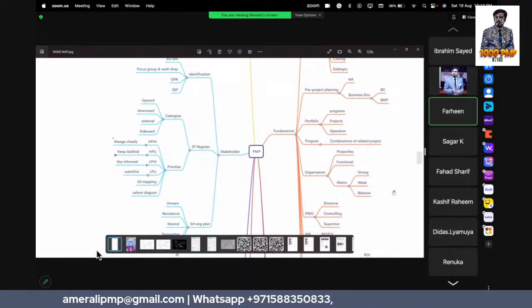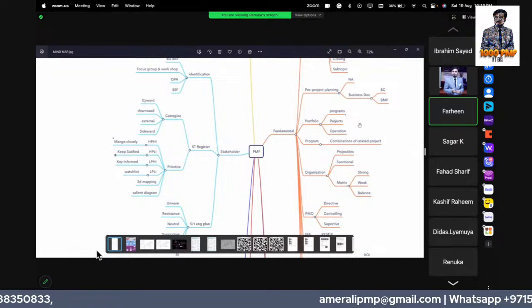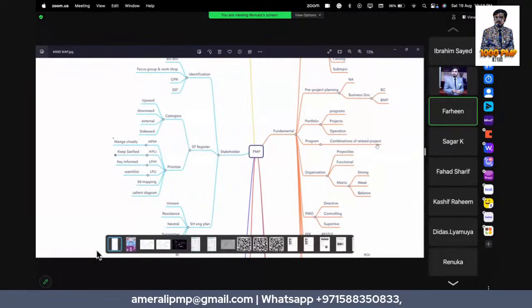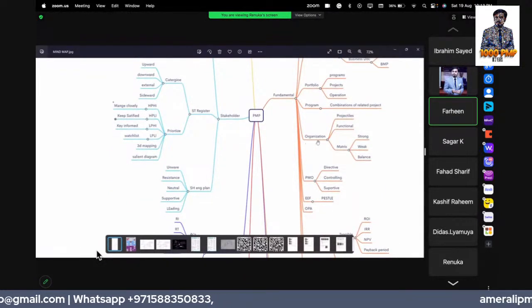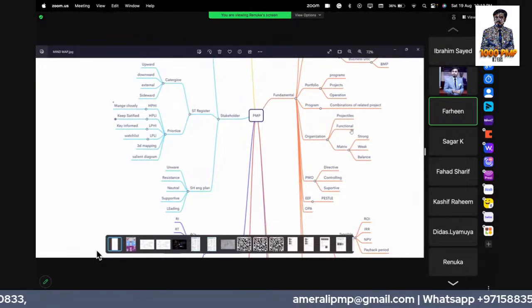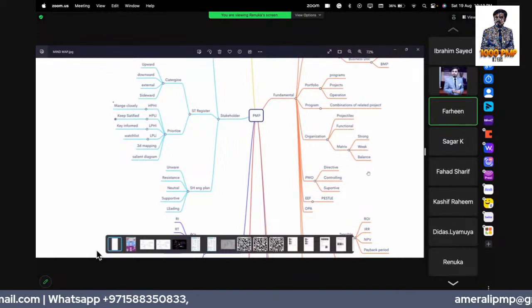And then we move on to define what a portfolio is. A portfolio consists of the programs, the projects, and the operations. A program is a combination of projects. Now, we're talking about different kinds of organizations here. We have projectized, functional, and matrix organizations. The matrix can be strong matrix, weak matrix, or balanced matrix. If not specified, most organizations are balanced matrix.